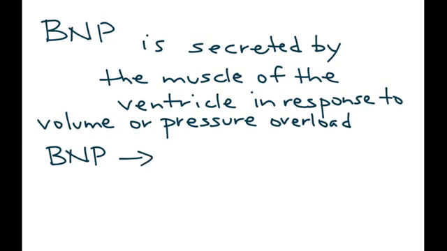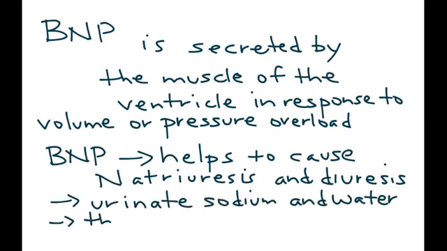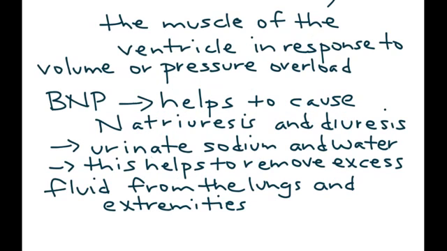This B-type natriuretic peptide, you may have deduced by now from the name natriuretic, helps to cause natriuresis and diuresis. And what that means is that it helps the patient urinate out sodium and water. And this helps remove the excess fluid from the lungs and the extremities. And that helps naturally decrease the edema that can be caused by congestive heart failure.